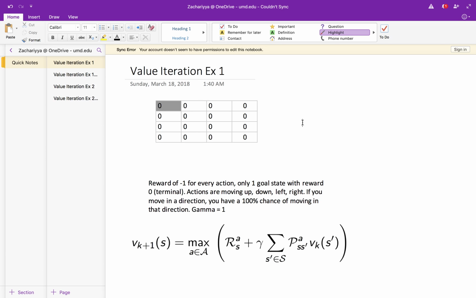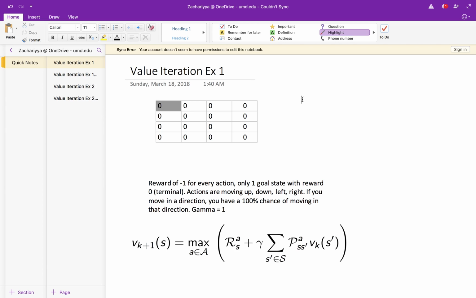So starting off, let's look at any state. So first, important to know that gamma is 1 and that your actions are moving up, down, left, or right, and if you move in any direction, you have a 100% chance of moving in that direction. So if I say I'm here and I move right, I have a 100% chance of actually going right.